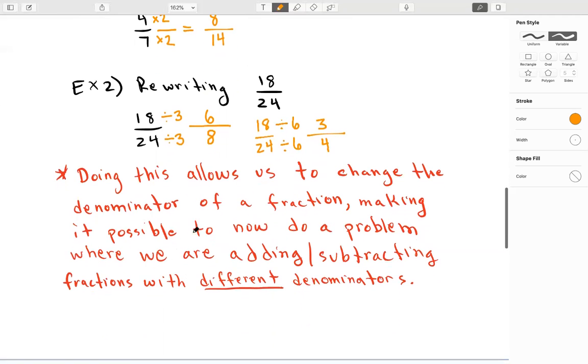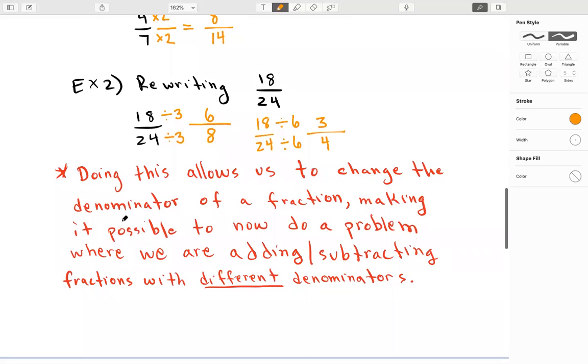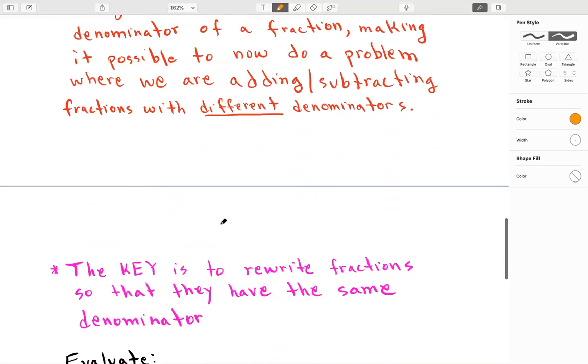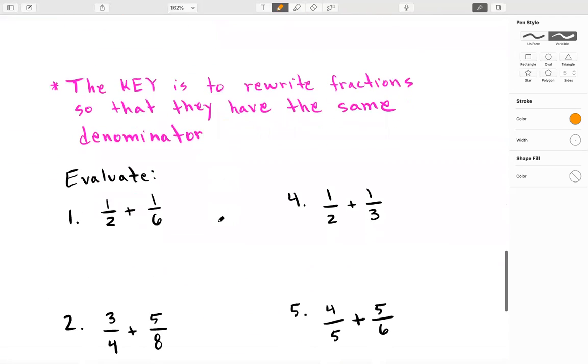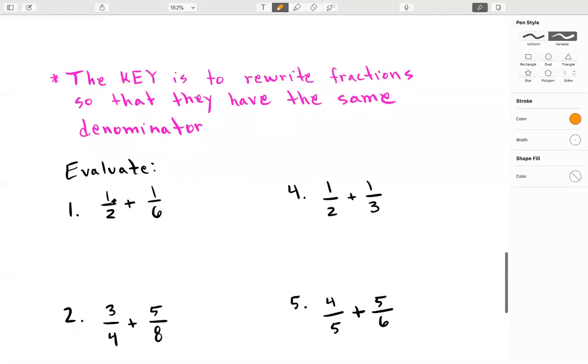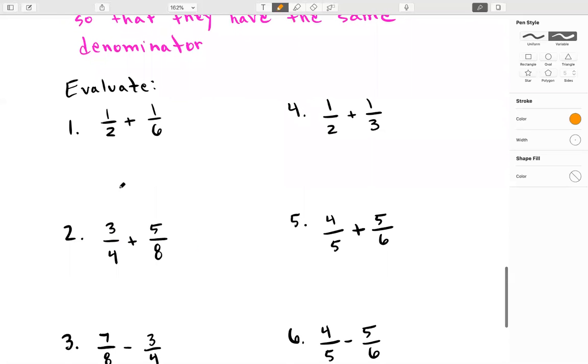Doing this allows us to change the denominator of a fraction, making it possible to now do a problem where we are adding and subtracting fractions with different denominators. Okay, so guys, the key is to rewrite fractions so that they have the same denominator. We call that a common denominator. So let's look at these fractions right here and figure out how to do this.